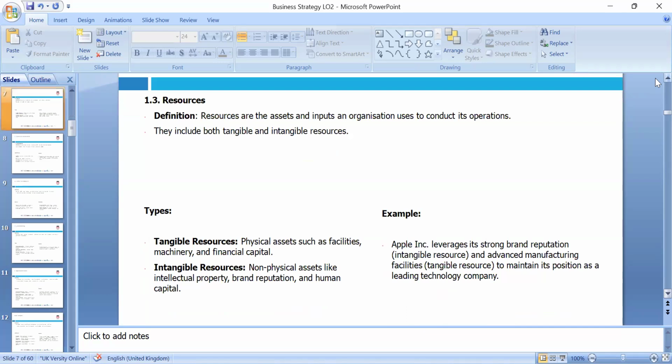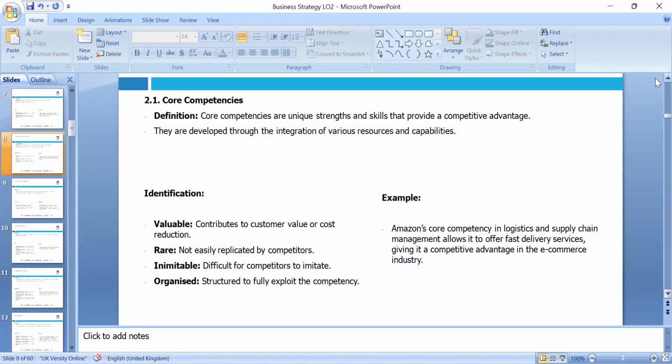Resources, of course, are the different resources required, like we mentioned. Some can be tangible, meaning physical substance, and intangible, which you can't see. Apple leverages its strong brand reputation as an intangible source of advantage, along with its manufacturing facilities. So we look at both tangible and intangible assets, and we have to manage them. Goodwill is one of the key ones, along with copyrights.